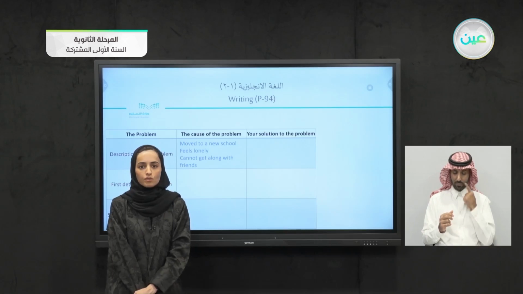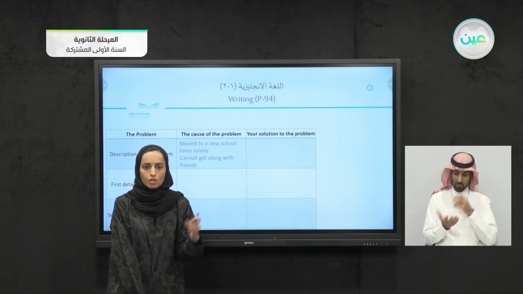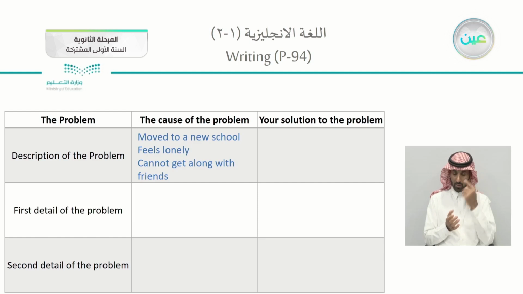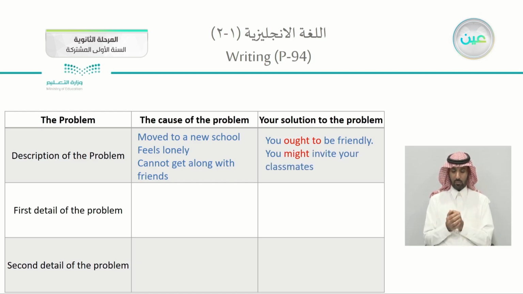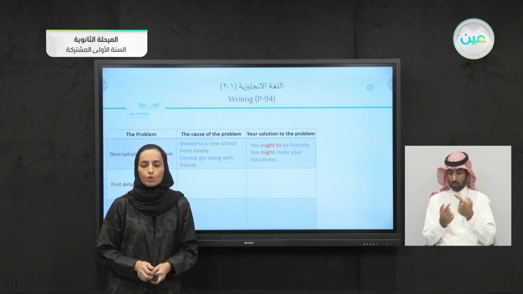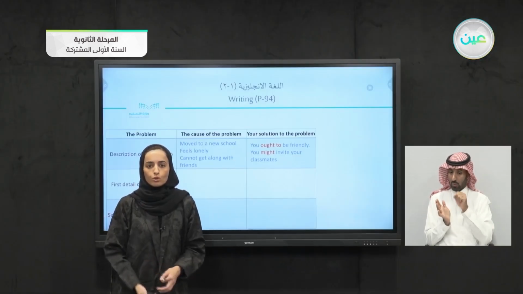I have a friend who's not feeling so good because he moved to another school, no one is sitting with them, or feels lonely, can't get along with friends. What advice can we give this friend? For me, I will tell him that you ought to be friendly. If you are friendly, others are going to come to talk to you. You might invite your classmates. This is actually a sentence. It should end with a full stop. You might invite them. Ask them to come to your place, to your house, or to go out together.